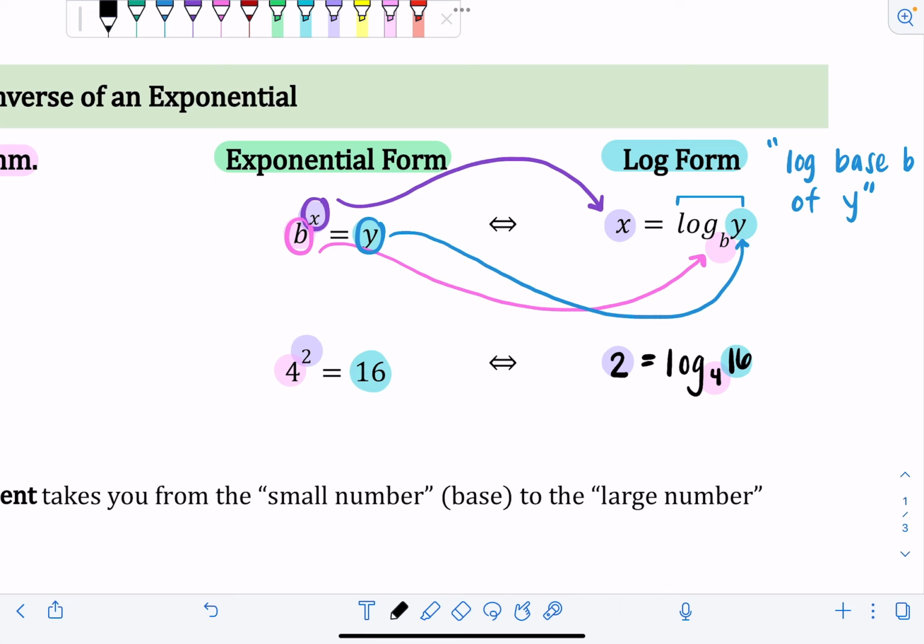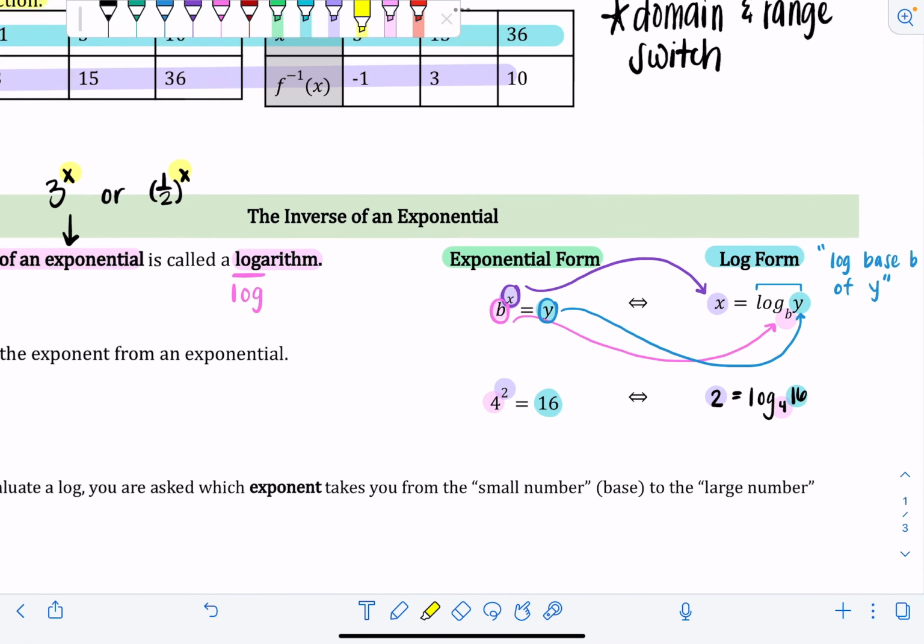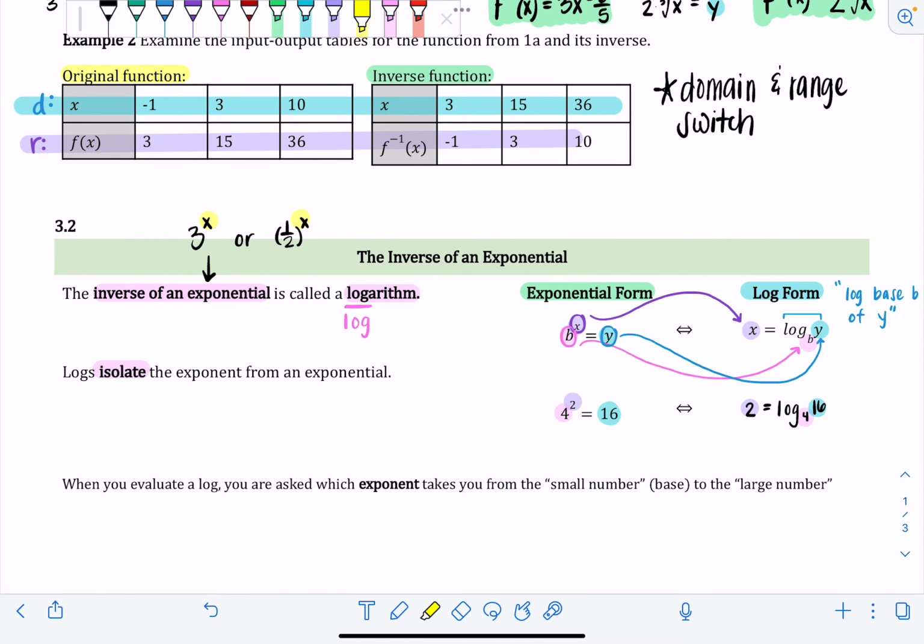So it's 2, this is read as 2 equals log base 4 of 16. Okay, so the next little part is going to help us bring everything together. And again, this is the very, very intro of logs, so we'll get a lot more practice with it. But when you evaluate a log, you're asked which exponent takes you from the small number, which sounds silly to say, but is referring to the base, to the large number.